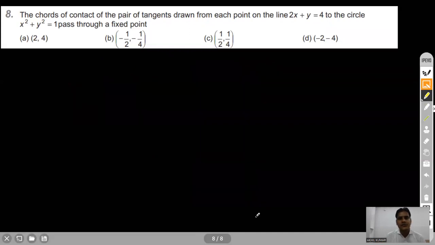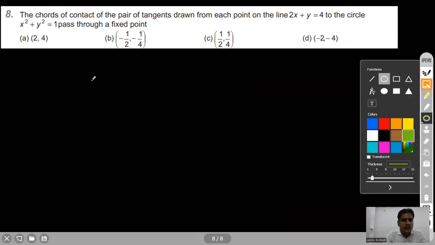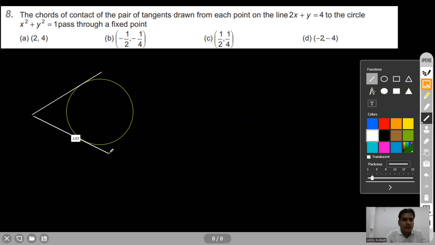Now take this question number 8. It is saying the chords of contact of the pair of tangents drawn from each point on the line to the circle pass through a fixed point. Okay. May be confusing, but let me draw it. It will be easy for you to understand. So this is the circle. Now I will draw a pair of tangents. Okay. A pair of tangents from this point. I'm drawing one pair of tangents.